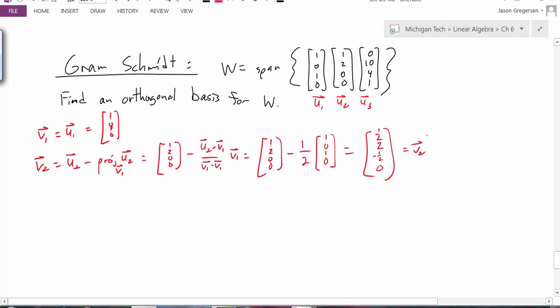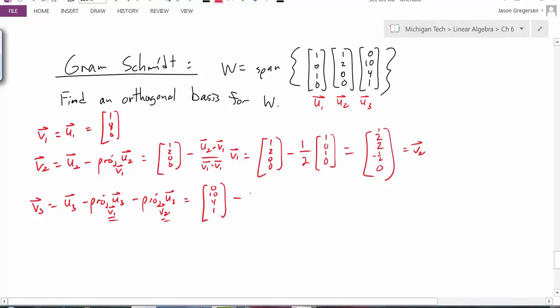Now I have v1, I have v2. Lastly, I have to find v3. v3, as our definition states, is u3 minus the projection of u3 onto first v1, and then minus the projection of u3 onto v2. Make sure you're projecting onto our new orthogonal basis, not onto our u vectors. So these are projecting onto v1 and then v2, not u1 and u2. All right, so what's u3? 0, 10, 4, and 1.